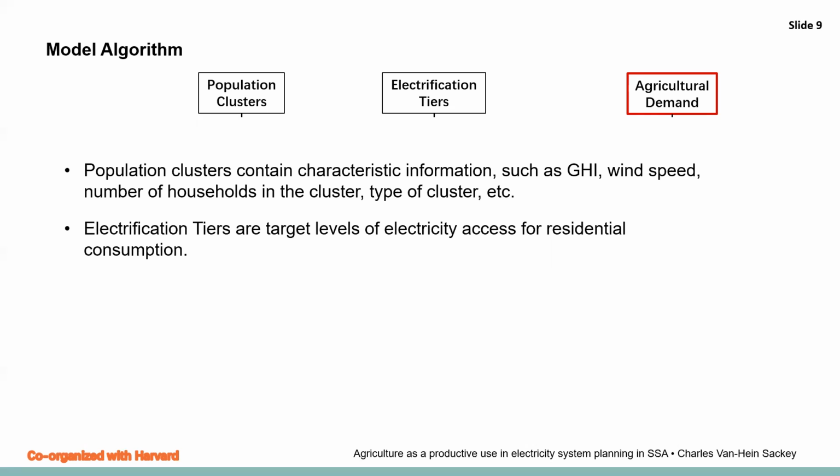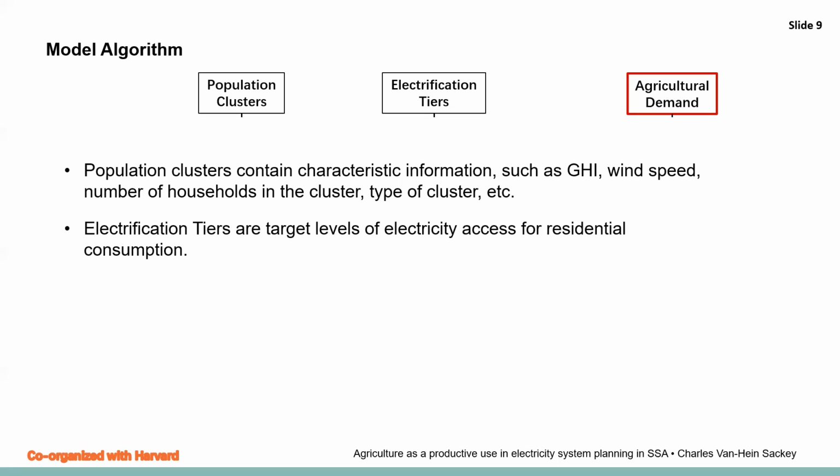And they're the units into which a country is divided for processing into ONSET. Additionally, ONSET uses electrification tiers as different target levels of residential electricity access for a cluster, depending on whether the cluster is rural or urban.